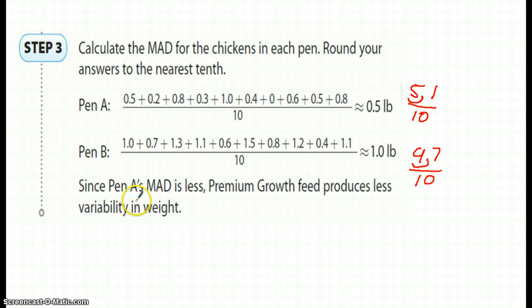So this is saying that if you were to look at the difference between the two, 0.5 and 1.0, 0.5 is less. So that means that it produces the less variability in the weight, which is what she was looking for, and PNA did that.